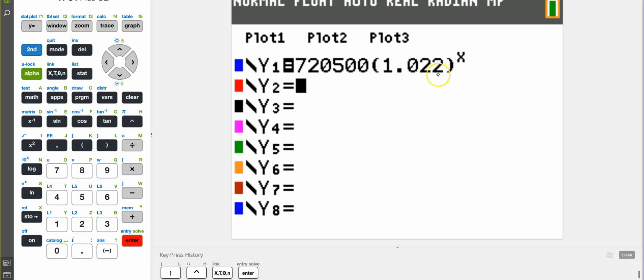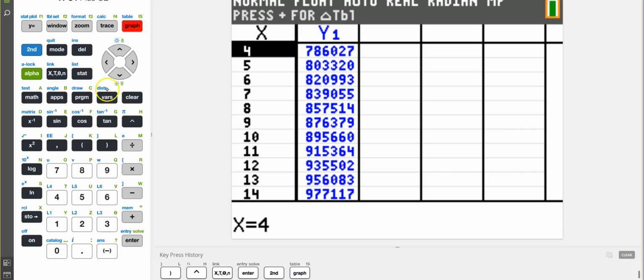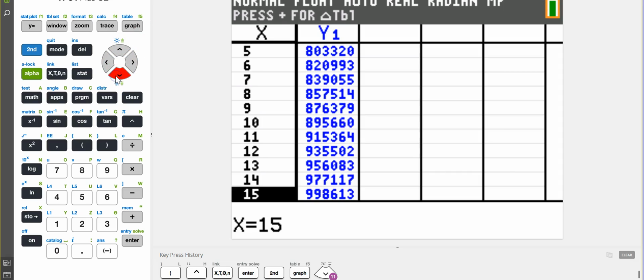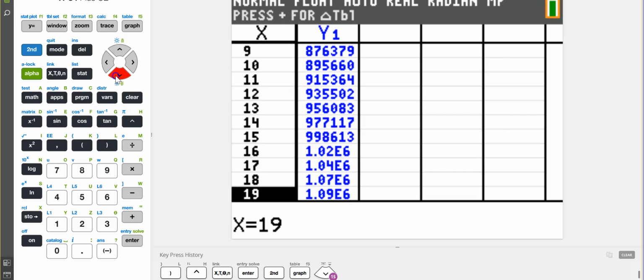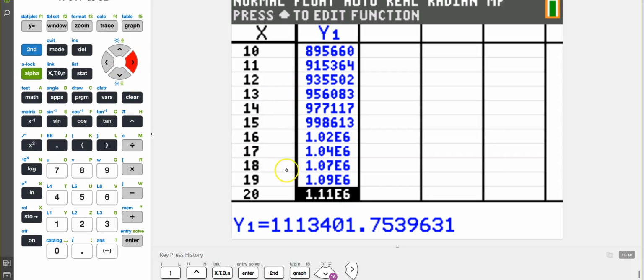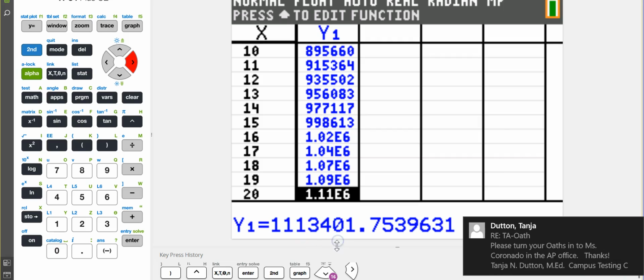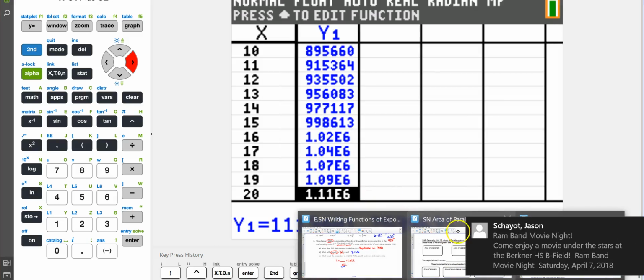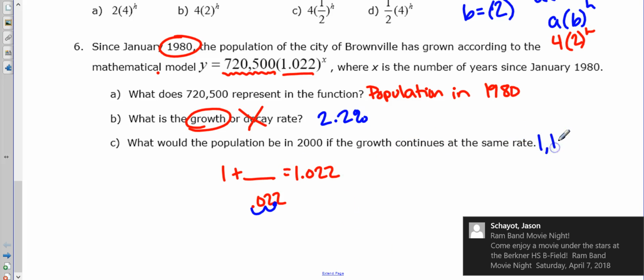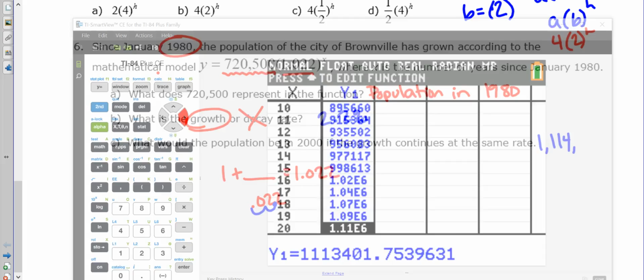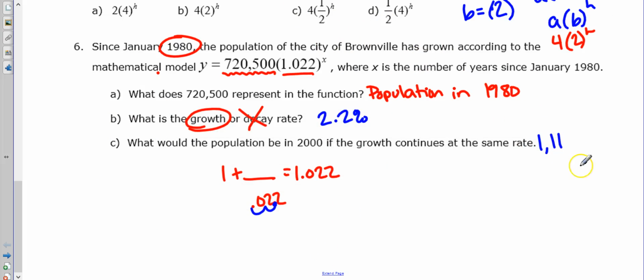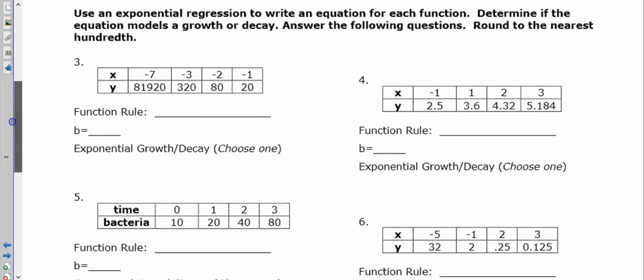All right, so this population is growing by 2.2% every year. So I want to know what happened in year 2000. So I'm going to go in my table and I want to know where it is in the year 2000, which is 20 years after. So we're going to go to 20 years. All right, it says 1.1 e to the 6th, but if I hover over it, now I can actually see the number. It says 1,113,401. So I'm going to write that down. 1,113,401. And that's it.